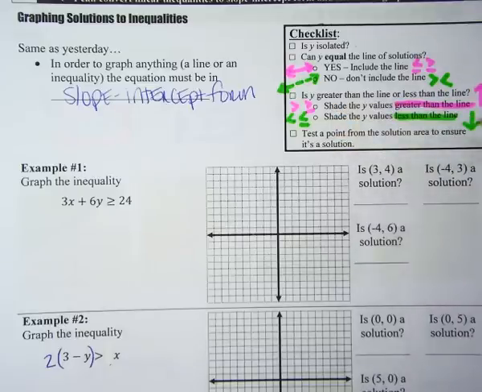Y greater than, I've added these annotations. Greater than, you shade up. Less than, you shade down. And then you can test a point. So let's do the first example.